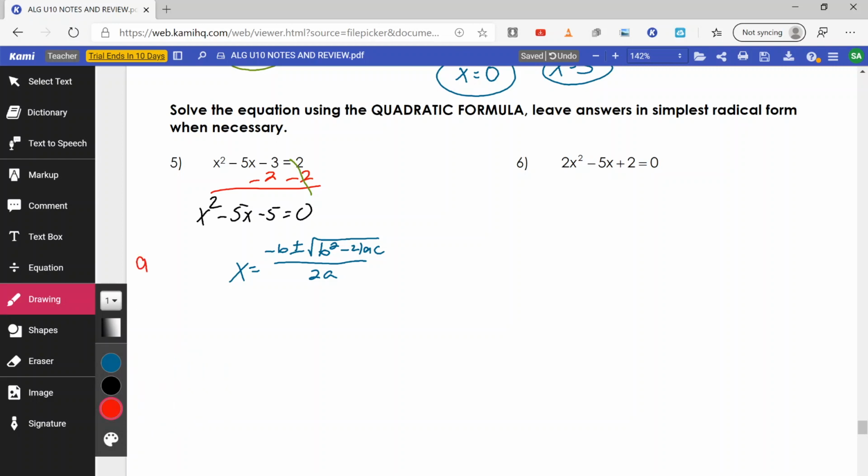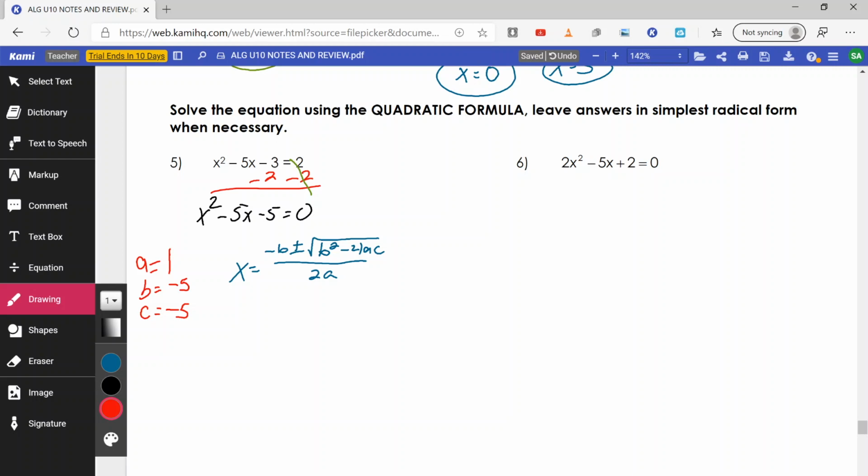Now, a, b, and c are just the numbers that we have in our problem. So we have to state the values of a, b, and c. So a is always with x squared, which in this case I don't see a number. However, there is a 1 in front of it. So a is going to be 1. B is going to be with x, which in this case is negative 5. And c is always the last number, the standalone number, which is also, in our case, negative 5.